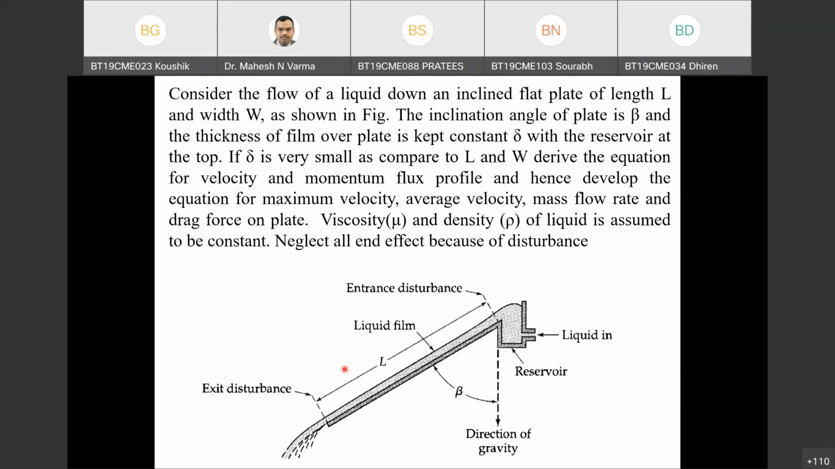Just let me know when you have completed writing this problem and drawing the figure. Write a problem and draw the figure. It is very important because you need to take out all the information given in a problem first of all. That will be first step. Take out all the information given in a problem.